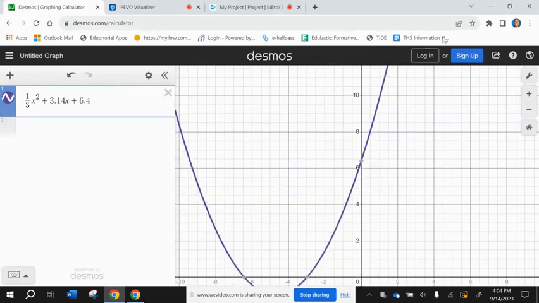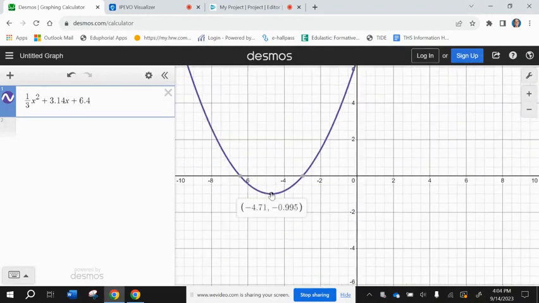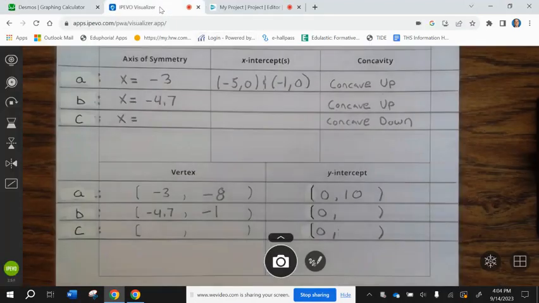All right, and again, I'm going to press the home screen. Let's round it to 1 decimal place. So x equals -4.7. So the vertex is -4.7, and that actually rounds to -1. All right, now it's concave up, and let's find the x-intercept and y-intercept.